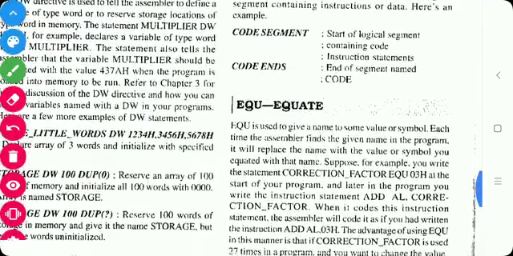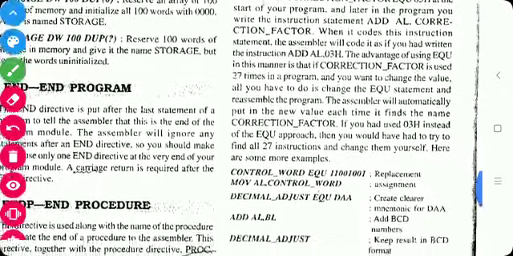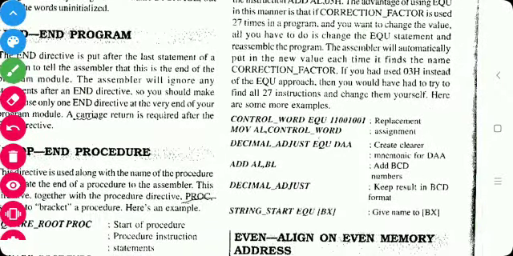EQU is like the equal to sign in C. Equate is used to redefine a data name and value with some other data name and value. For example, here CONTROL_WORD EQU 11011001. So here control word takes the value 11011001.